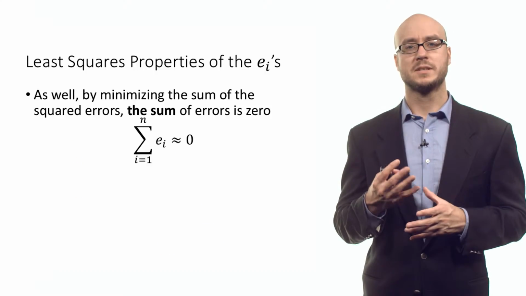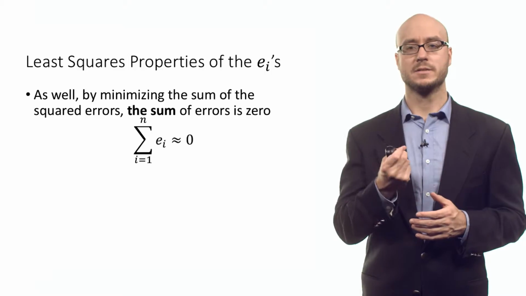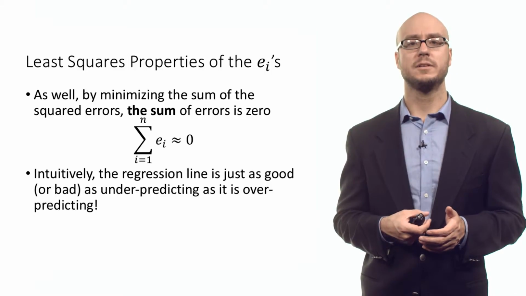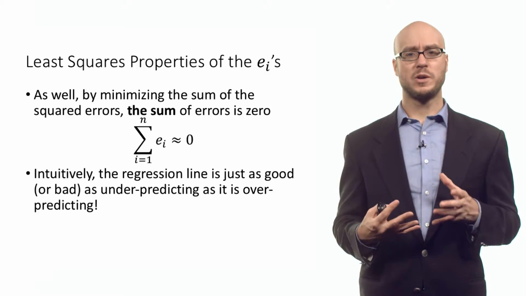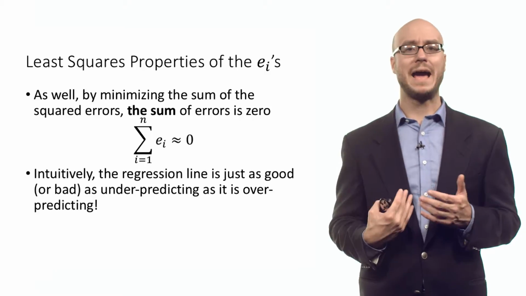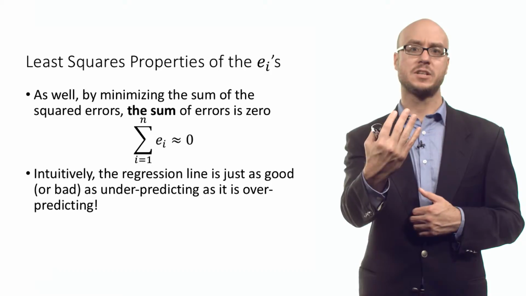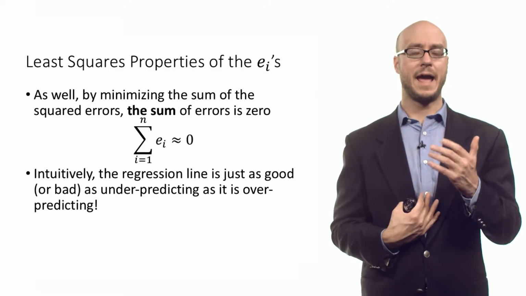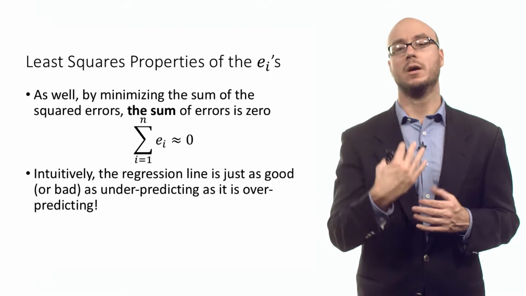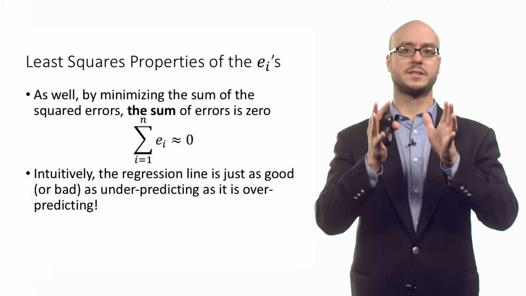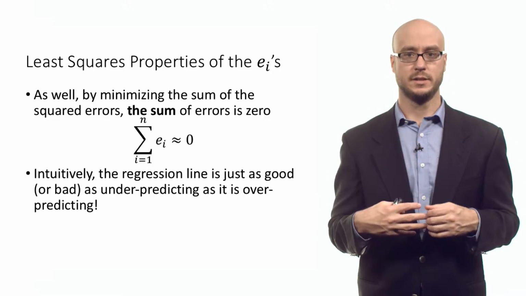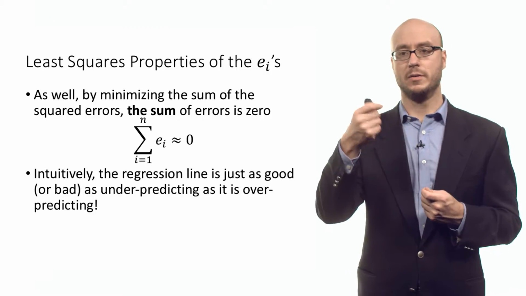As well, by minimizing the sum of the squared errors, if you add up all the errors, that is also going to be 0. Intuitively, what these two properties are telling us is that the regression line is just as good as or bad as it is over predicting. You're going to have residuals above and below that regression line. It's not constantly over predicting, it's not constantly under predicting. It's going to be above and below that line.